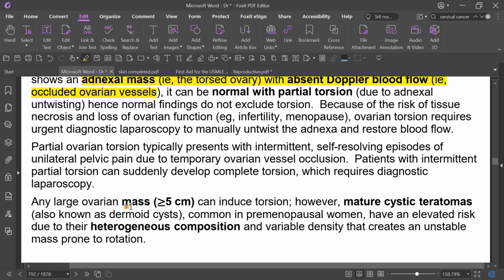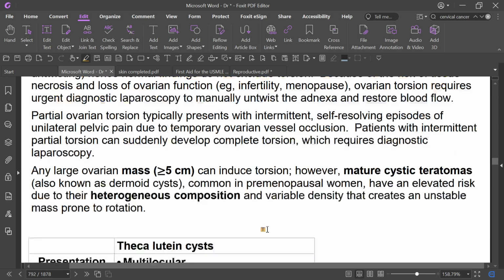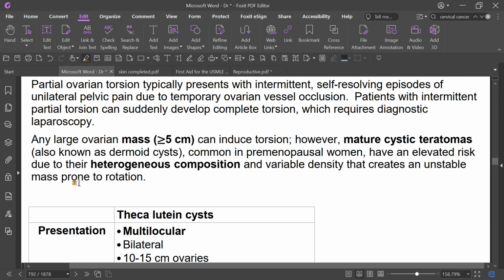Any large ovarian mass more than 5 cm can induce torsion. However, mature cystic teratoma, also known as dermoid cyst, is common in premenopausal women. Women have an elevated risk due to their heterogeneous composition and variable density that creates an unstable mass prone to rotation.